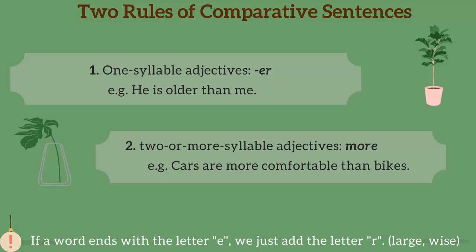Also, we have a note at the bottom of the page, which says if a word ends with the letter E, we just add the letter R, such as large and wise. We don't need to add an extra letter E, we just add the letter R.